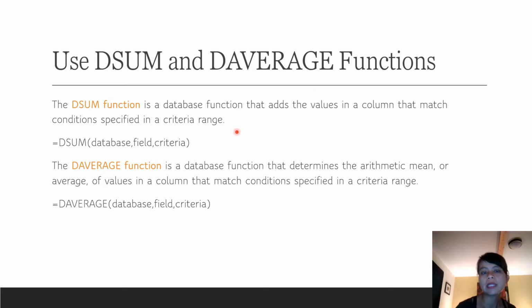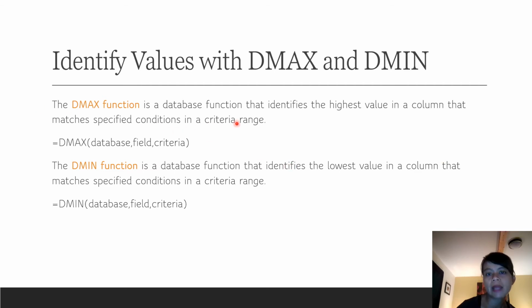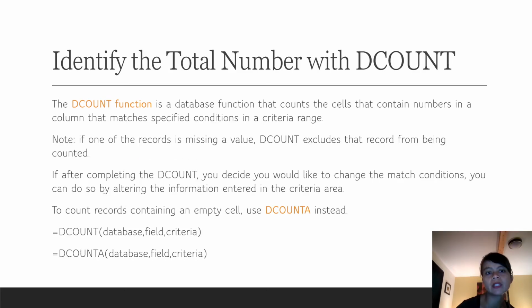You can use DSUM and DAVERAGE functions. So now I'm about to go into the different database functions. The DSUM is a database function that adds the values in a column that match conditions specified in a criteria range. The DAVERAGE determines the mean, or average, of values in a column that match conditions in a criteria range. The DMAX looks at the highest point in the column that matches the criteria. The DMIN identifies the lowest value that matches the specific conditions in the criteria range.